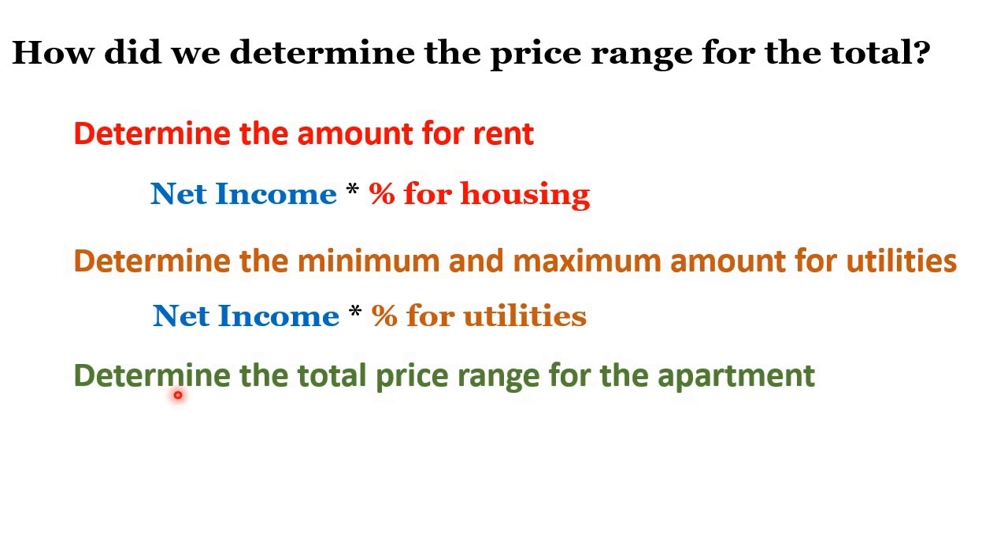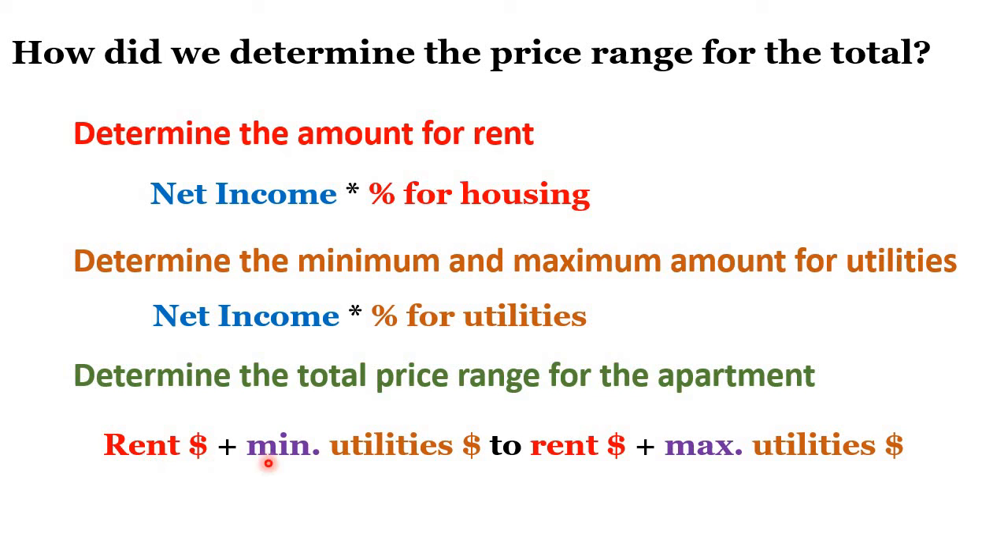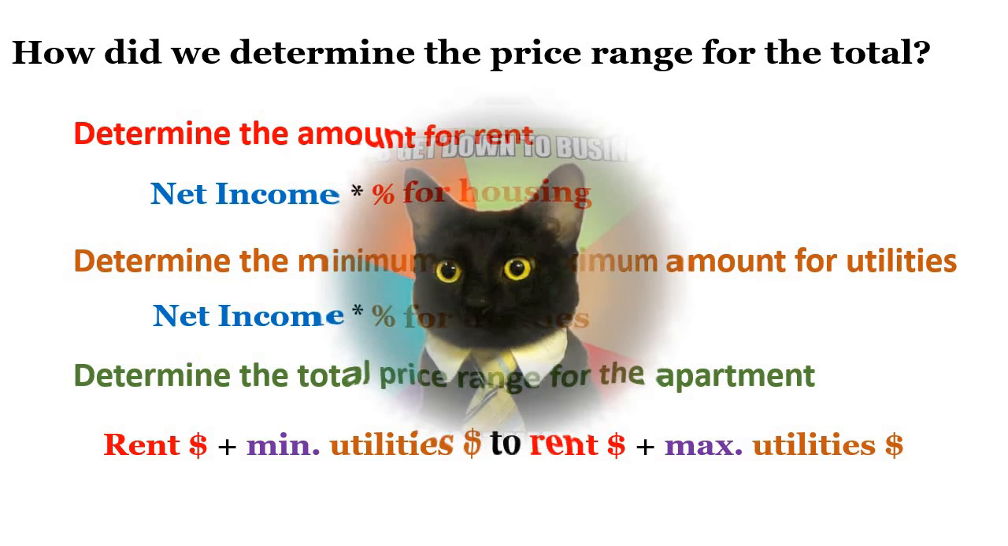And then to determine that total price range for the apartment, what did we do? We did the rent plus the minimum utility dollars as the low end, to the rent plus the maximum utility dollars, that's our high end. So we want to keep that in mind as we go through and do these problems.